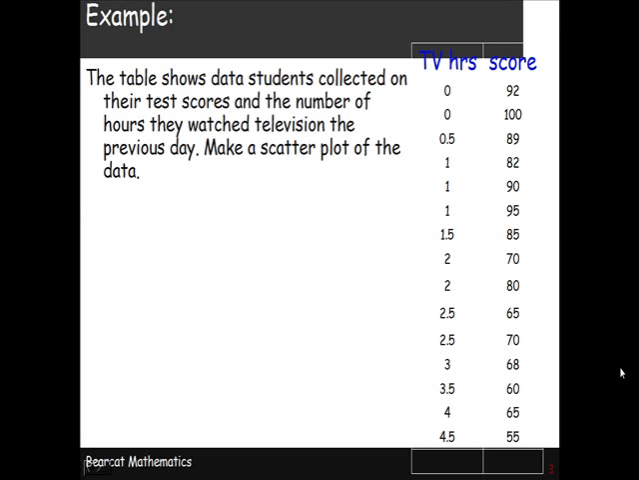This table shows data students collected on their test scores and the number of hours of TV they watched the previous day. We're asked to make a scatter plot of the data. Notice that there were two people that watched 0 hours of TV the night before. One got a 92, one got a 100. A couple people watched 2 hours. One got a 70, one got an 80. Down here there's one we can't see. One person watched 5 hours and got a 60.